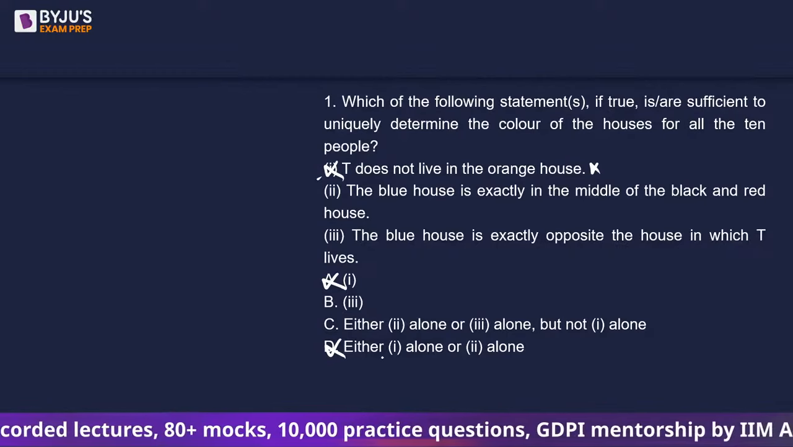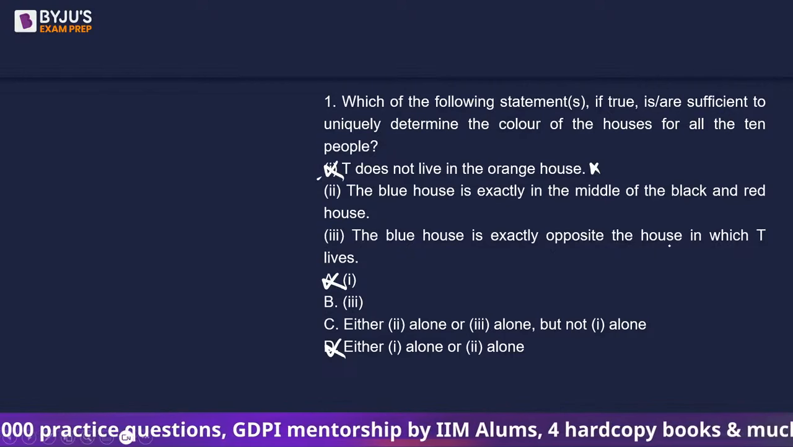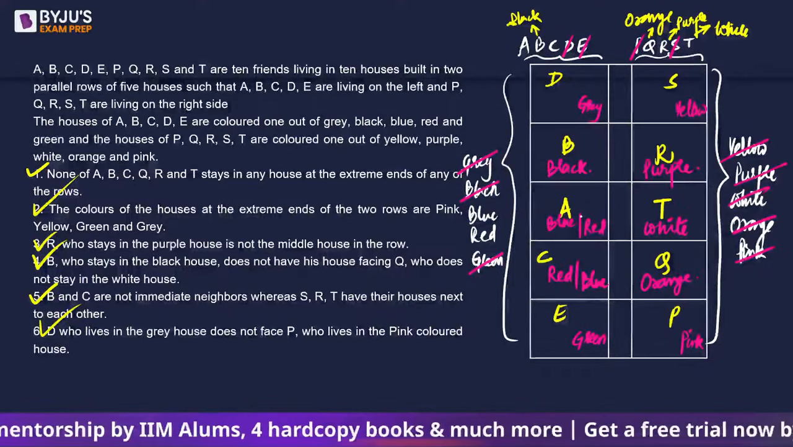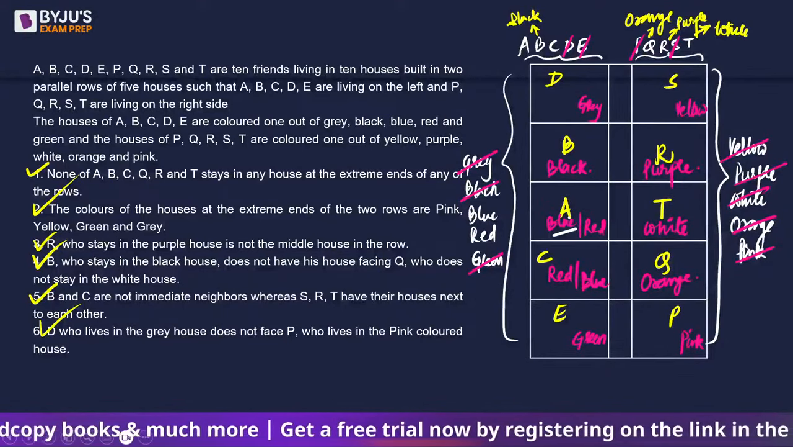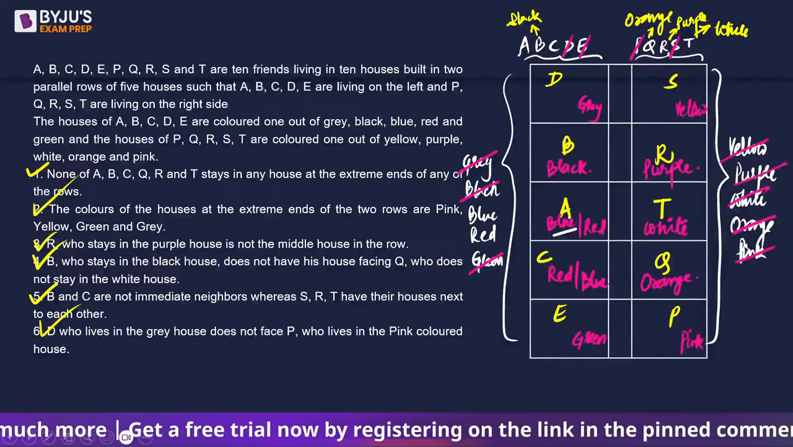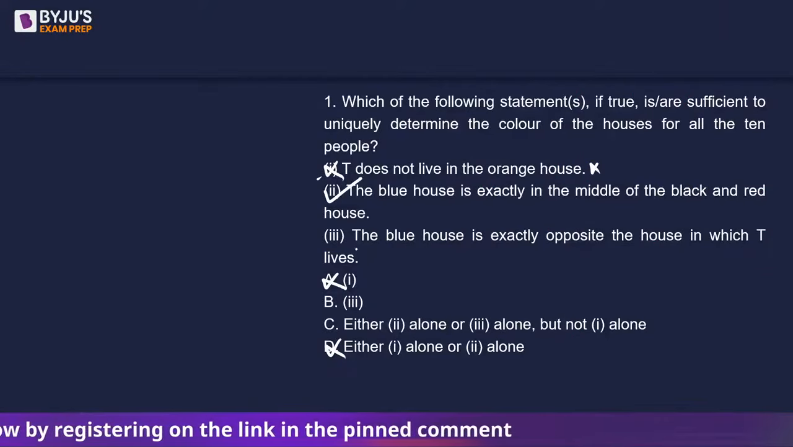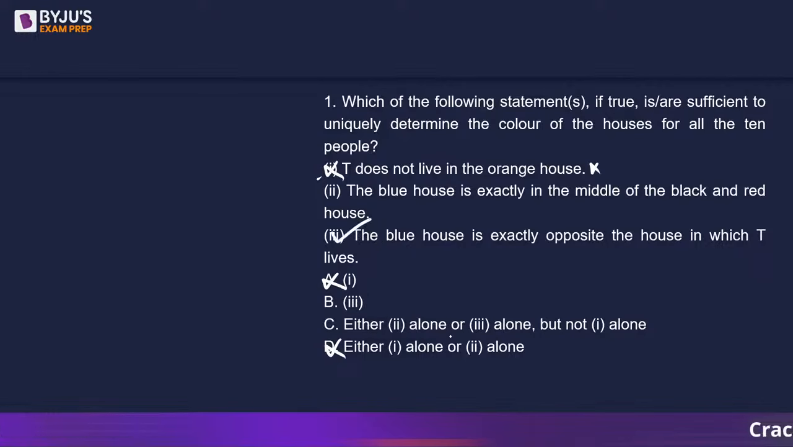Now, between B and C, we can choose third, B. The blue house is exactly opposite the house in which T lives. So, the moment we know T के opposite blue होने वाला है, so we know A is blue and C is red. So, we will know exactly कौन सा बंदा किस कलर हाउस में रहता है. So, can we say 2 alone से हो जाएगा? Sorry, 3 alone will do. So B and C, 3 alone, not 1 alone, ये perfect है.